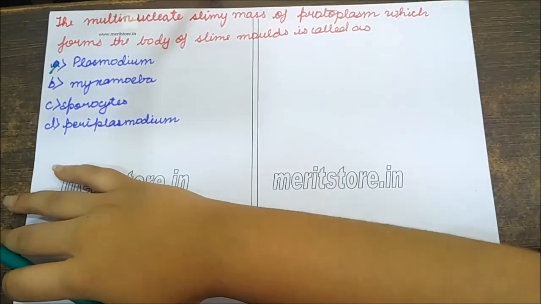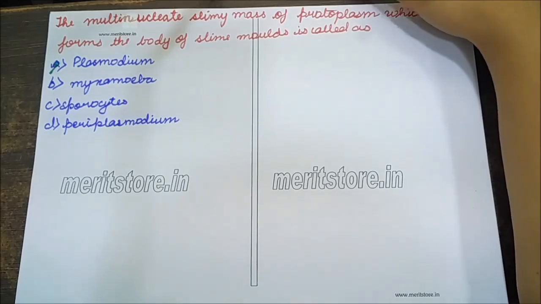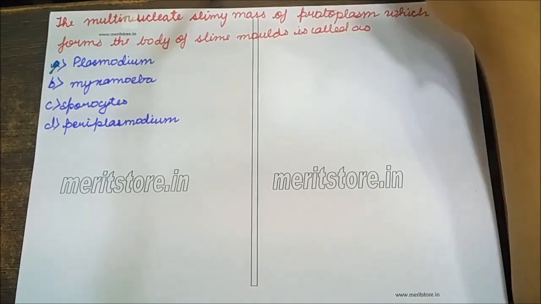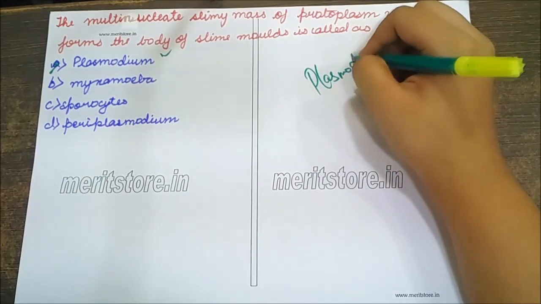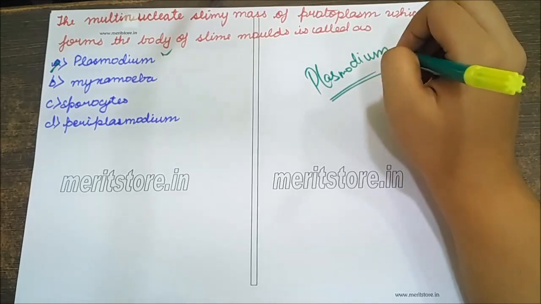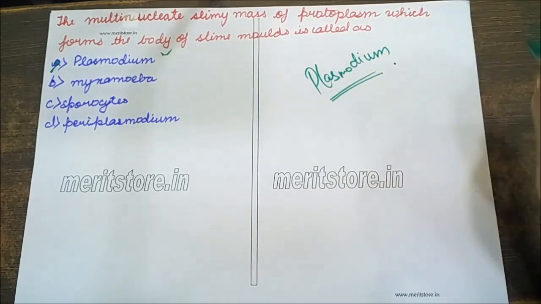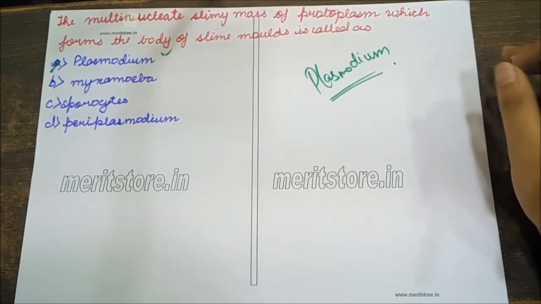Let's move to the next question. The multinucleate slimy mass of protoplasm which forms the body of slime molds is called Plasmodium, Myxamoeba, Phorocytes, or Periplasmodium. And the answer for this is Plasmodium. Euglenoids are unicellular flagellate protists commonly found in freshwater ponds, pools, and moist mud.